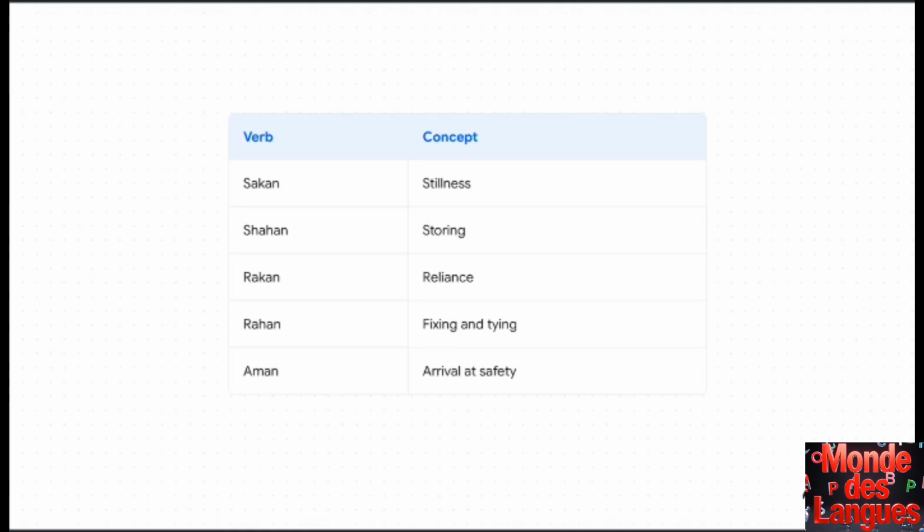And see how this anchors the vocabulary? Saken literally means stillness after movement, or dwelling in a home. Shahan is storing or charging. Raken is psychological reliance, like leaning on something solid. Aman means arrival at safety, the end of fear. Are you noticing the pattern here? When nun is at the very end of a word, it acts as a massive linguistic anchor, locking the meaning into a state of deep rest and security.